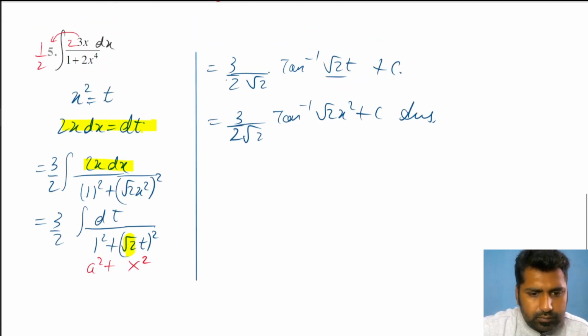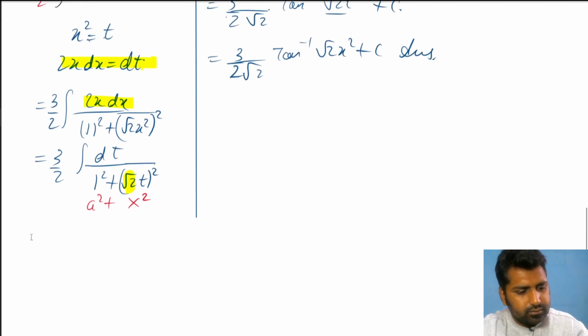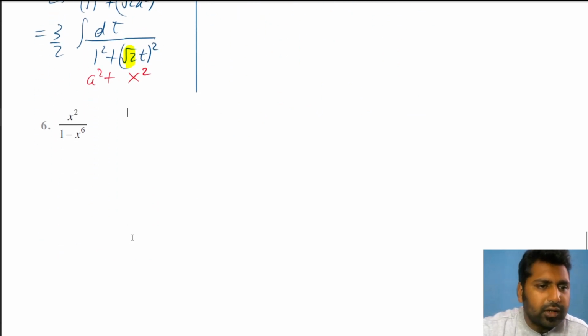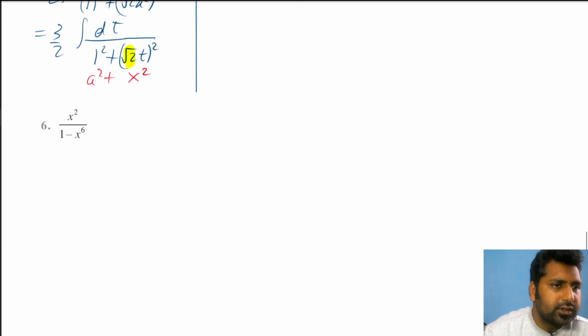So next question. So far what you have seen, we are doing some substitution, and after that it becomes a standard form. That's the idea. So somehow we are combining two topics and using the result of another topic.